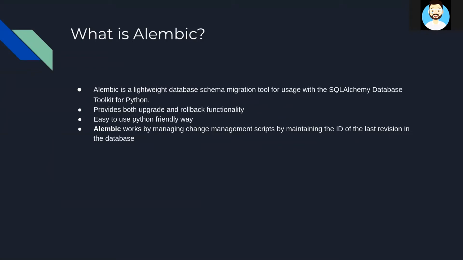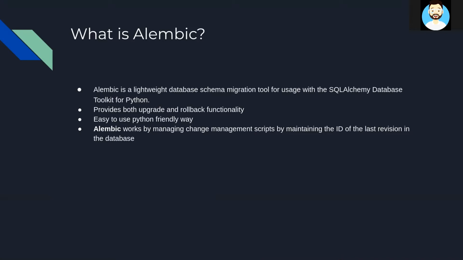Now, a little bit of theory about Alembic. Alembic is a database schema migration tool, as we already discussed. It uses the SQLAlchemy database toolkit on its backend, and it provides functionality for upgrade and rollback depending on the revision ID. We'll be deep diving more into how this happens in a few minutes. Instead of SQL statements, you can use a Python friendly way to perform your operations.